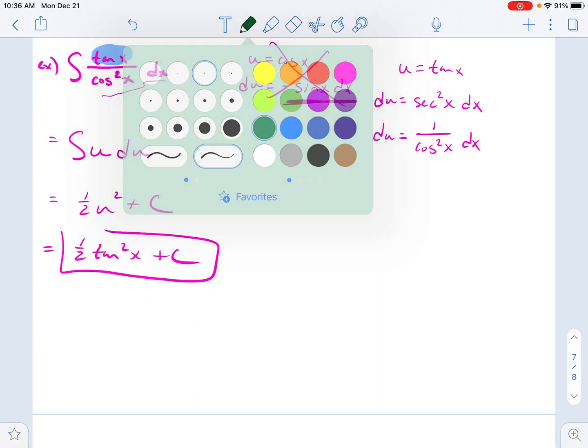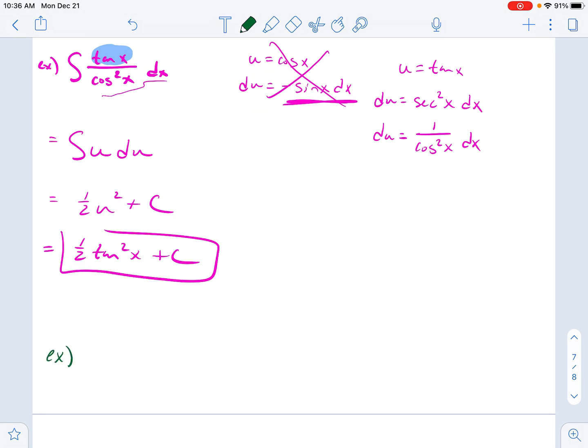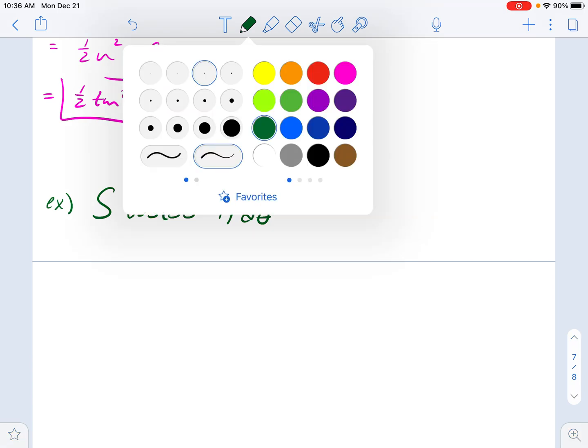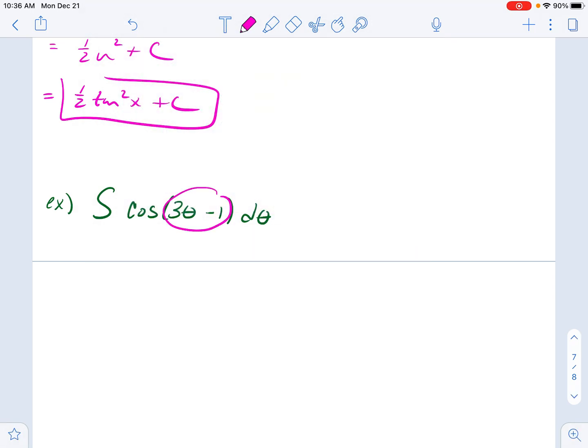And then sometimes you'll have little linear quantities inside your integrals, like with the u-subs. Let's say I have something like cosine 3 theta minus 1 d theta. To do these, you're going to let u be the linear quantity. We'll let u equal 3 theta minus 1. Du becomes 3 d theta. Well, there's d theta, so I'm going to pick that up with a 1/3.